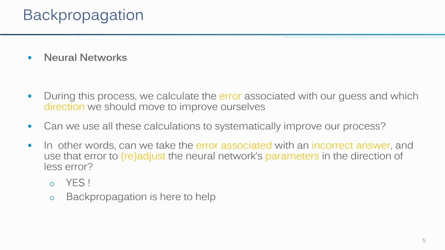Yeah, so during the forward process, as we call it, we calculate the error associated with our guess and which direction we should move to improve ourselves. So how high or how low the value should be changed, and how fast it should be changed through the learning rate. And then the idea is to use the error associated with whatever prediction we have, take all that calculation, look back, and readjust all the parameters that we have.